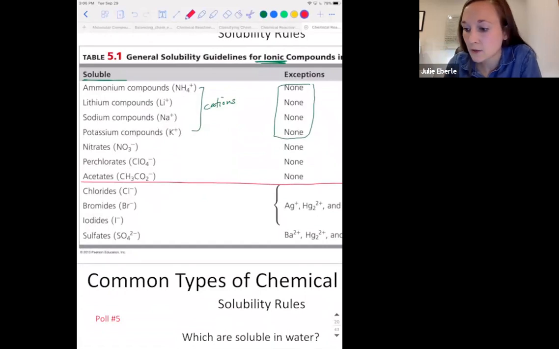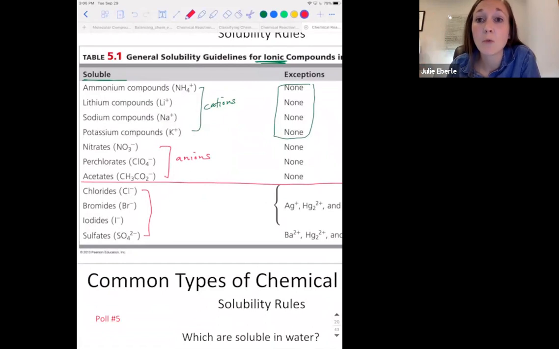Those three anions right here, if the compound contains one of those anions, it is also soluble, no exceptions. It will never form a precipitate if it has that as the anion. However, the four anions down here, chloride, bromide, iodide, sulfate, these have exceptions.